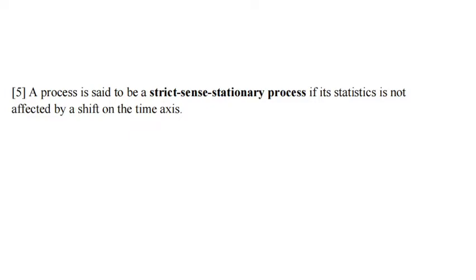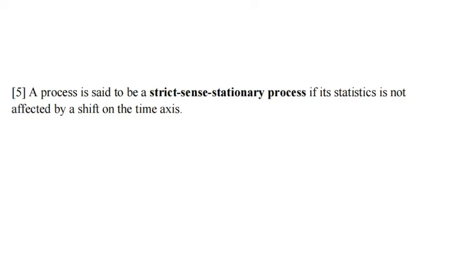Fifth, a process is said to be a strict sense stationary process if its statistics is not affected by a shift on the time axis. For example, any sequence of independent, identically distributed random variables will be an SSS process. But we know usually this condition is very hard to meet.